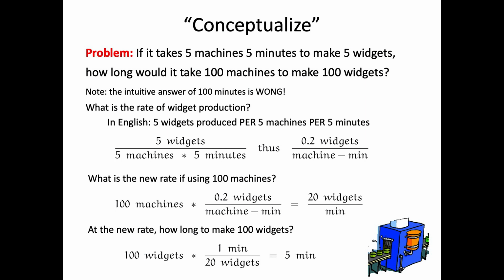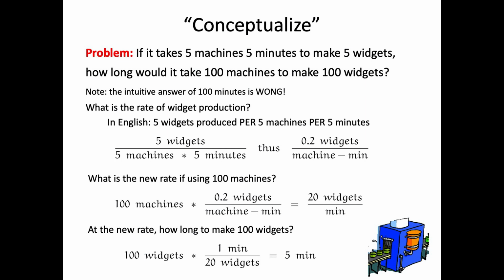And you can multiply that. Even though the units won't cancel, we can combine the numbers. So 5 divided by 25 is 0.2. So we can convert the 5 widgets per 5 machines per 5 minutes down to a rate of 0.2 widgets per machine minute. The denominator has both the machine and the minutes, because that's the rate: 0.2 widgets per machine and per minute. Now, if I gave you that value, you'd probably be able to solve it. If you were able to convert it to 0.2 widgets per machine minute, then that's a rate, if you will.